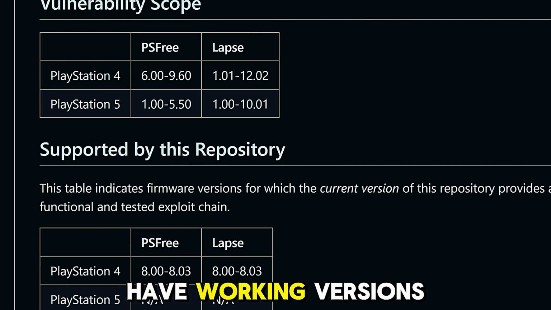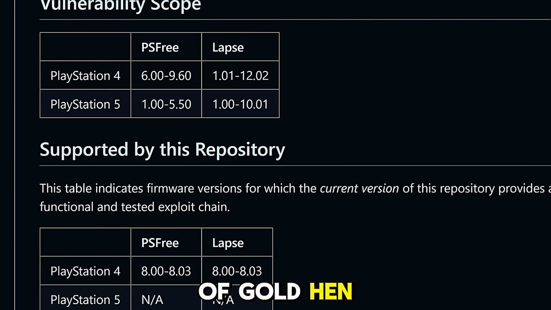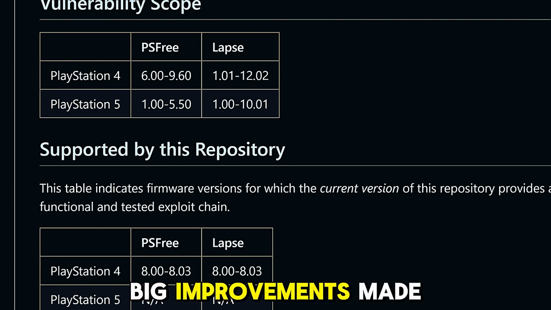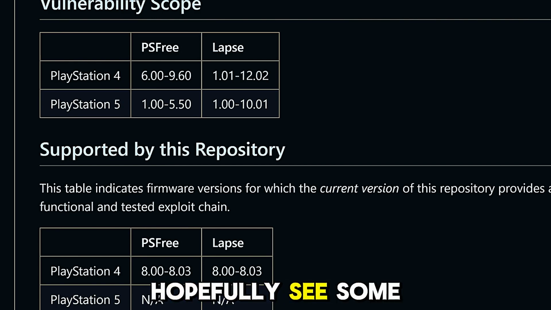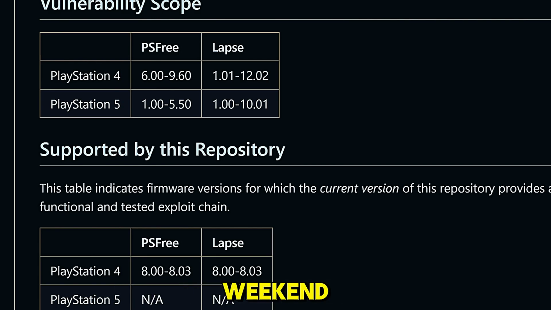We already have working versions of HEN all the way up to firmware 11.0, and we already have HEN VTX, which we can run on higher firmware. Where it might take a while is, once we have it fully working up to 9.60 on the PS4, it will have to be ported using the Lua method to higher firmware, up to 12.0, and that might take a little bit longer. But generally, as you can see, some pretty big improvements have been made already, and we can expect to see more improvements over the week.